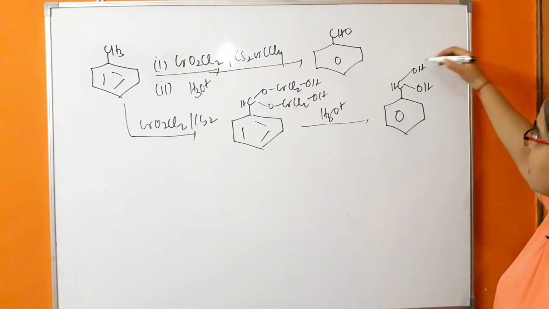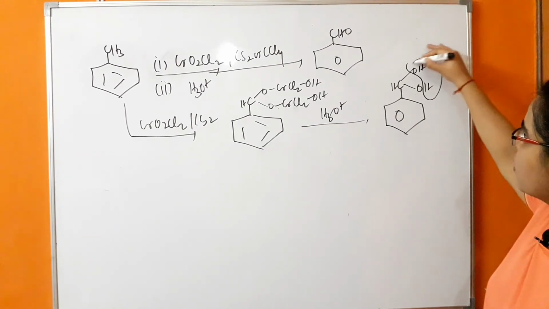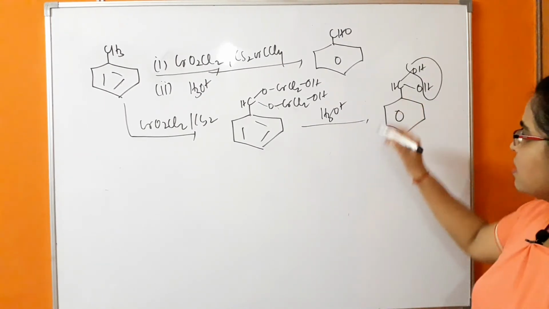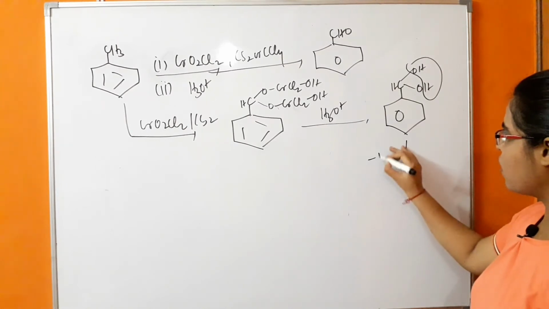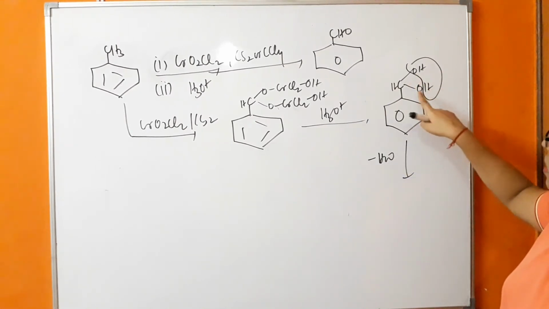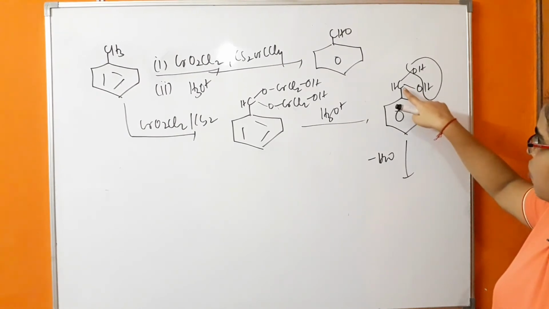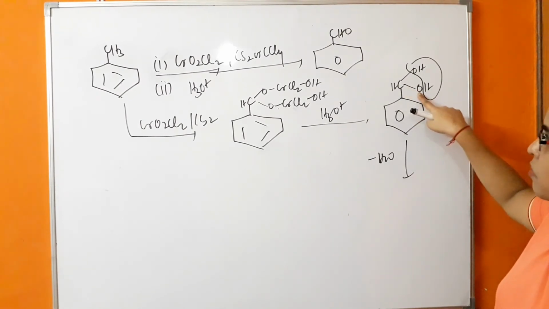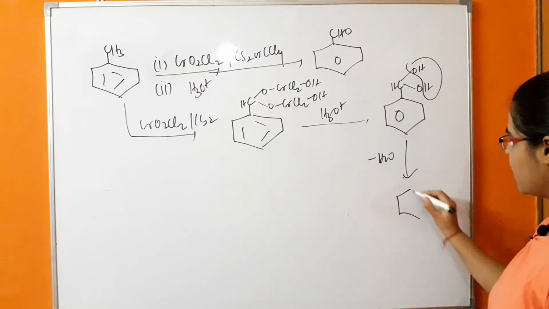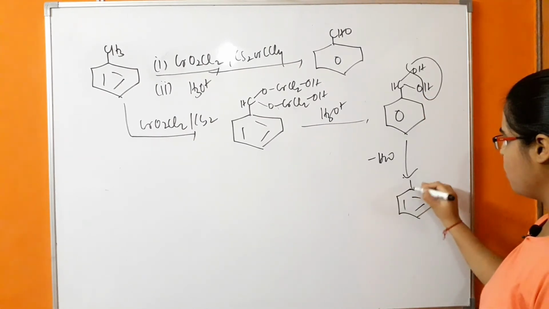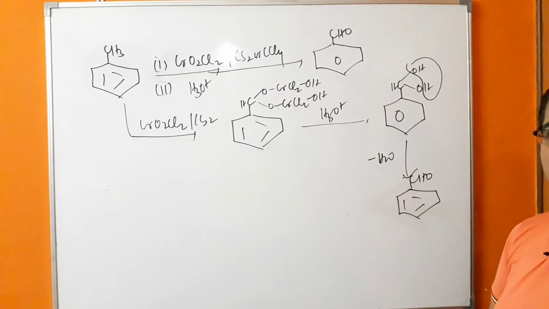So what is happening? There will be removal of water. And further, one oxygen is left, so there is formation of a carbon double bond oxygen. Because of that, benzaldehyde is formed.